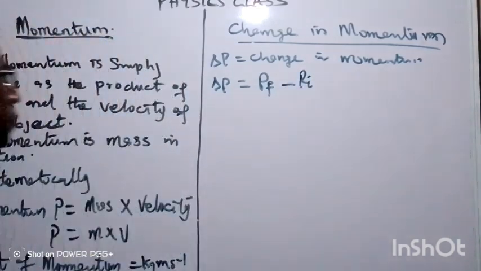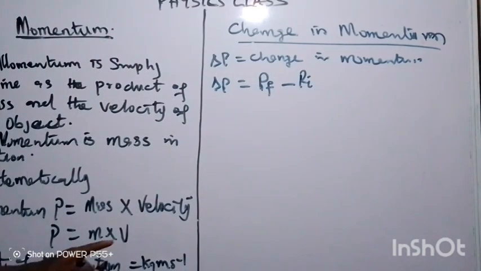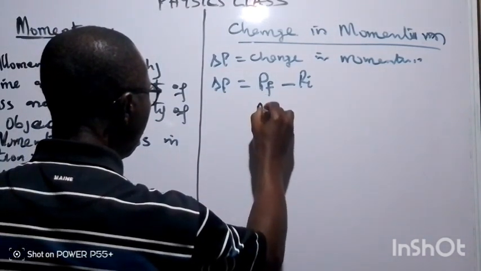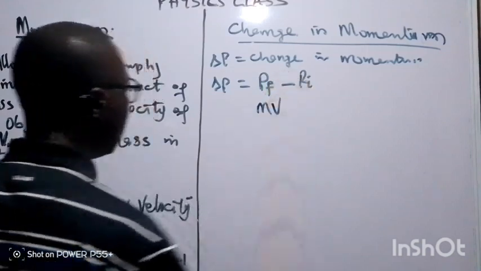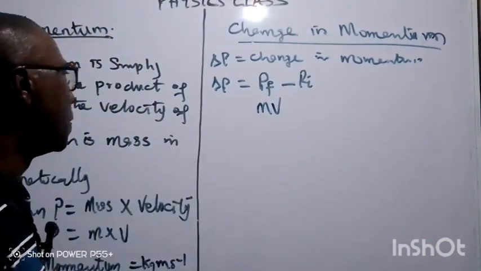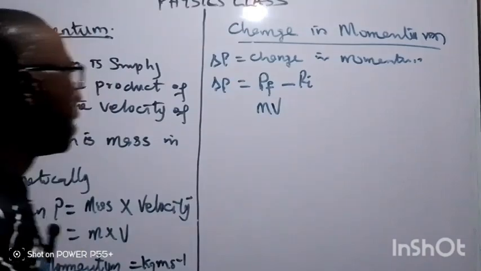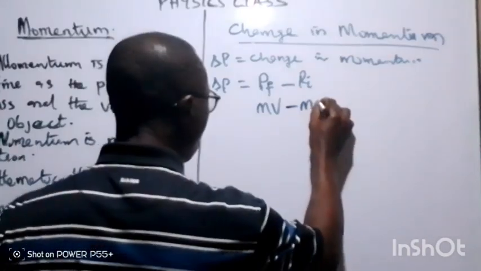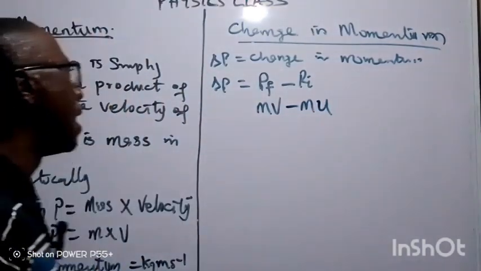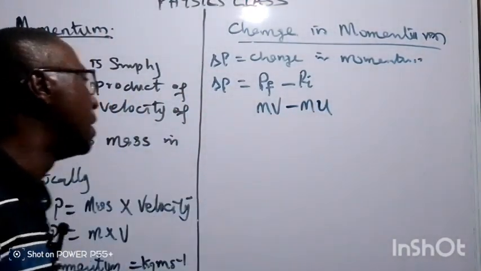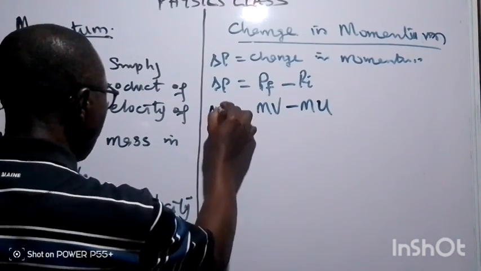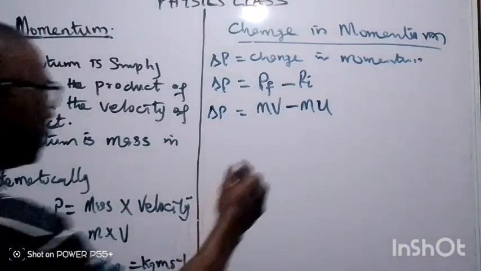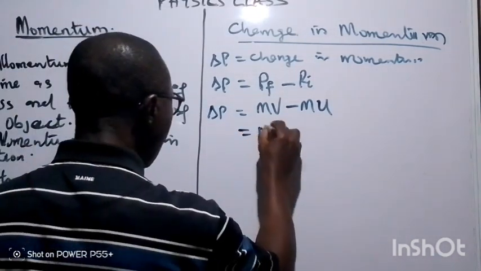And since momentum is mass times velocity, the final momentum is mv, where m is the mass of the object and v is the final velocity, minus the same m into u, where u is the initial velocity, and mu is the initial momentum. So our delta P, the change in momentum, will give us mv minus mu. M is the same, so we have m into bracket v minus u.